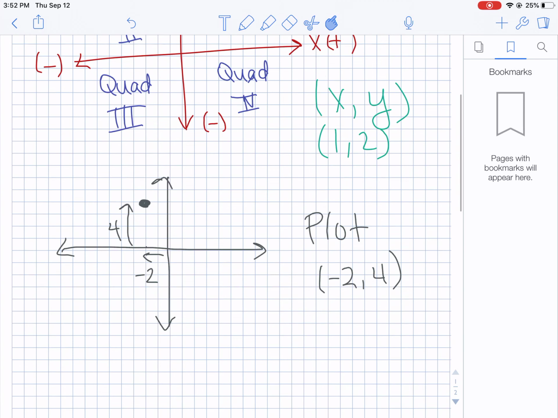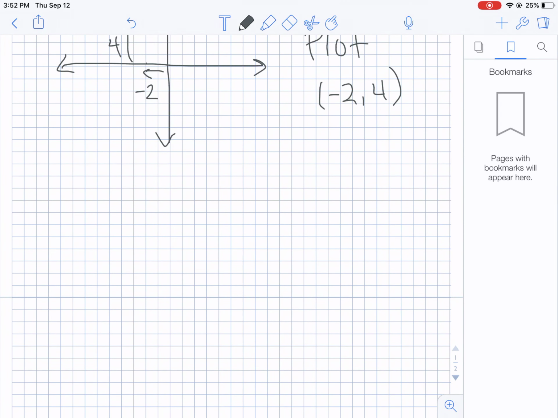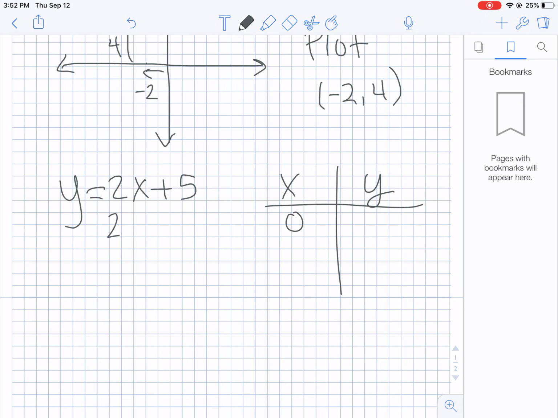So if I'm given an equation, for example, like y equals 2x plus 5, and I ask you to graph this, okay, you would graph by picking some x values, plugging them in, and seeing what you get for y. So we call that building a table, okay? If I plug in 0 for x, 2 times 0 plus 5 is 5. So when x is 0, y is 5, and that's an ordered pair 0, 5.